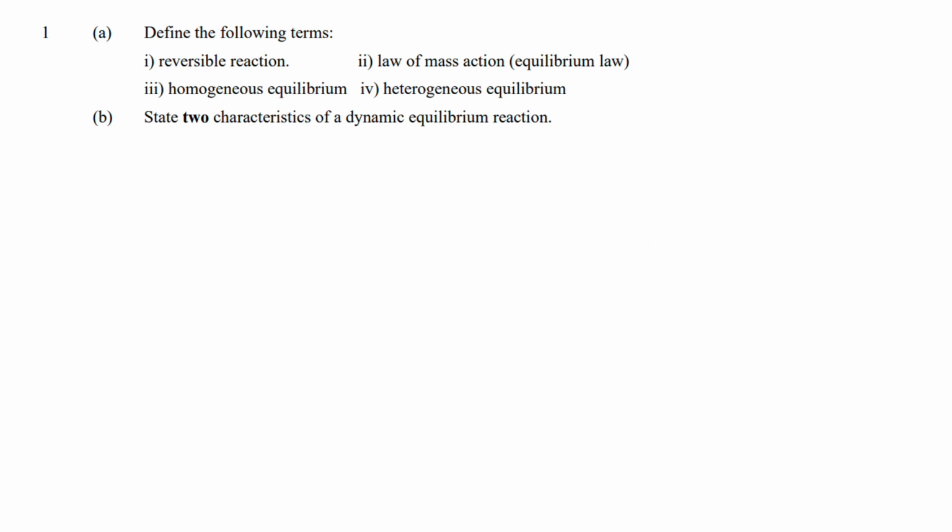Okay, number 1, define the following terms. Okay, so berikan definition untuk term-term berikut. The first term ialah reversible reaction. Okay. The second term is law of mass action ataupun equilibrium law. And then number 3 is homogeneous equilibrium, and number 4 is heterogeneous equilibrium. Okay, and then question 1b is state two characteristics of a dynamic equilibrium reaction. Okay, so kita tengok apa jawapan dia.